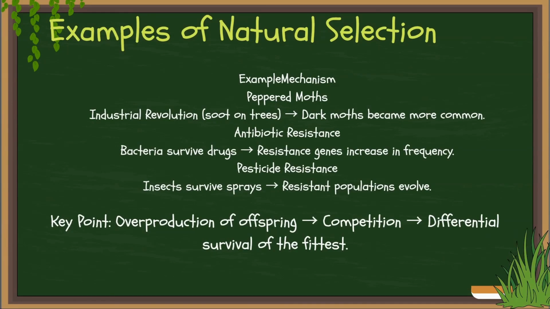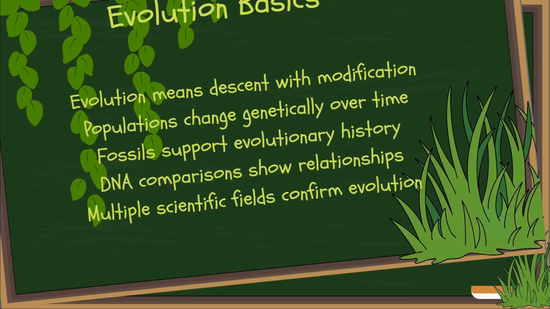Some examples of natural selection: the peppered moth. In the Industrial Revolution, the soot on trees led to dark moths becoming more common. Antibiotic resistance: bacteria survive drugs, which leads to resistant genes increasing in frequency. And pesticide resistance: insects survive sprays, so resistant populations evolve, like with DDT. The key point is that overproduction of offspring leads to competition, which leads to differential survival of the fittest.